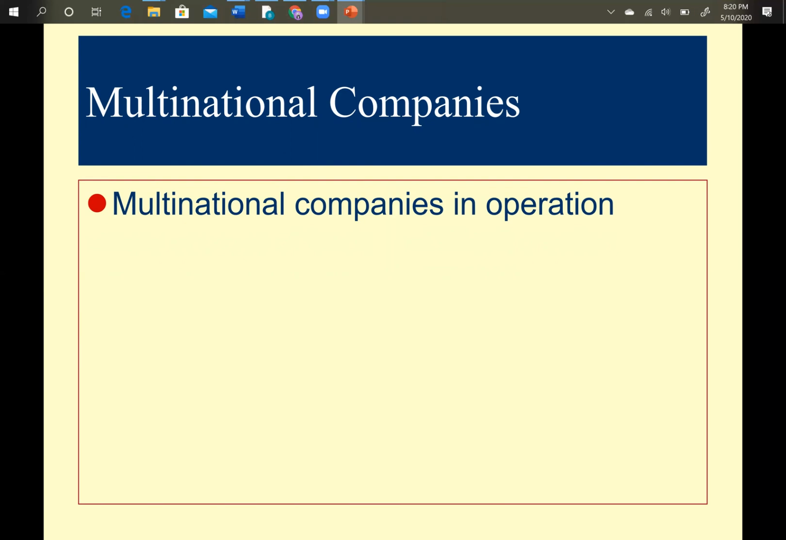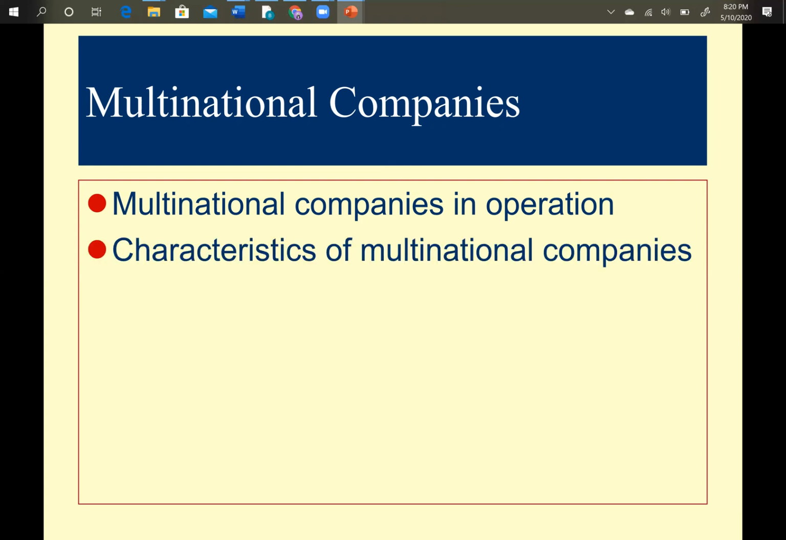You can think of names, whether it be Nike, Microsoft, McDonald's, Ford, Exxon, you name it. If it's a company that you can think of that pretty much anywhere you go, many nations, multinational globally, that would be a multinational company or corporation. Multinational companies and corporations are in operations, again, in many nations, so pretty much anywhere in the globe.